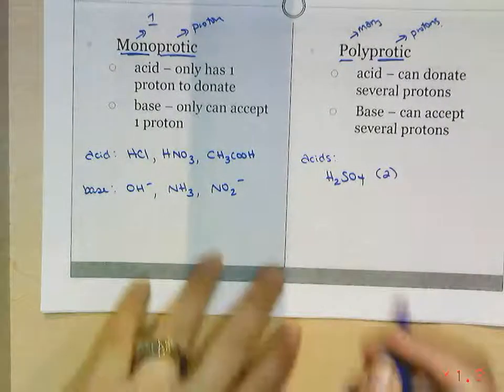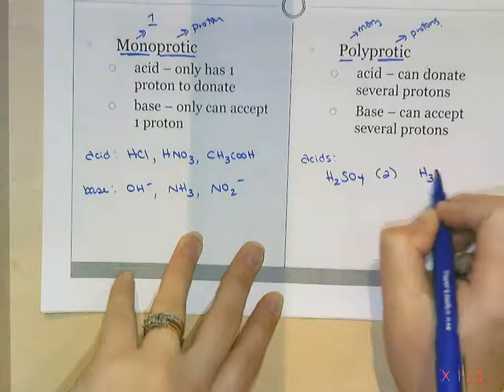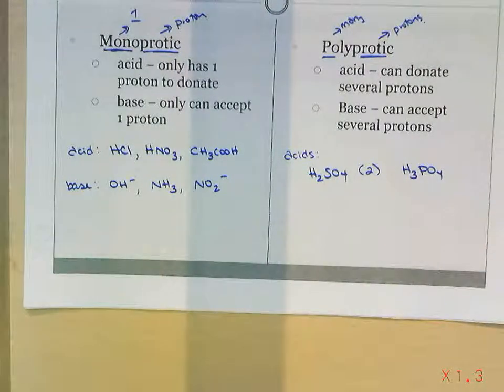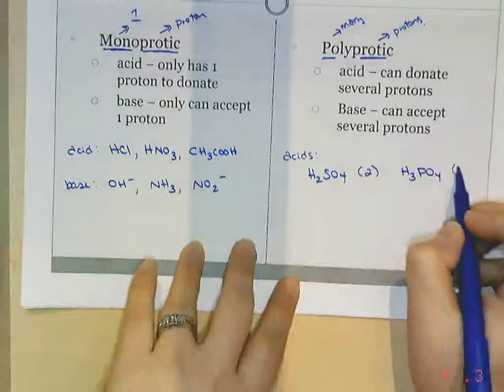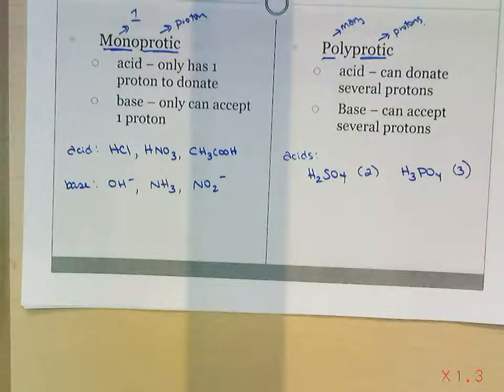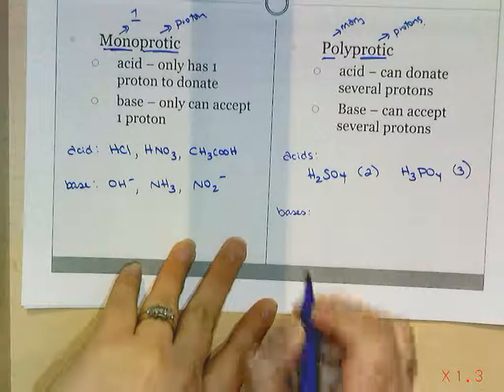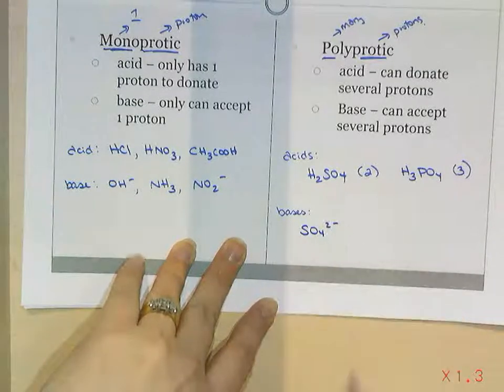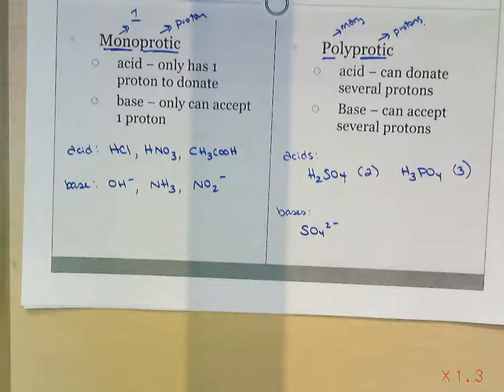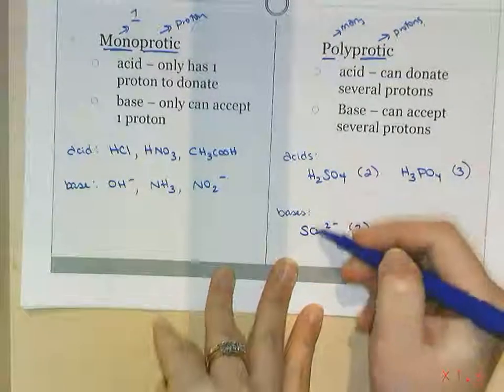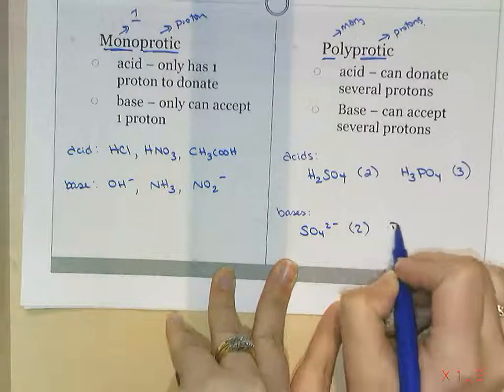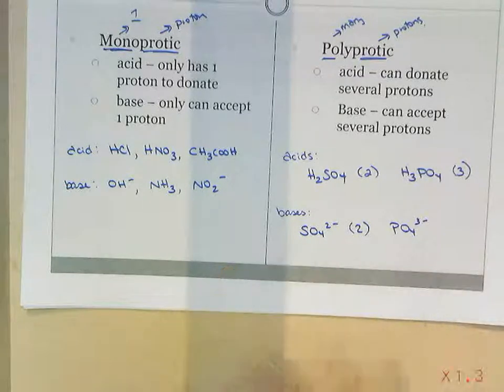What about my other favorite, phosphoric acid? How many protons could it possibly donate? 3. Okay. So then we could have the sulfate ion as a base. And how many protons does it need to get back to neutral? 2, which should make sense because these two are related. We could also do this, right? The phosphate ion. And they would need 3 to get back to neutral.